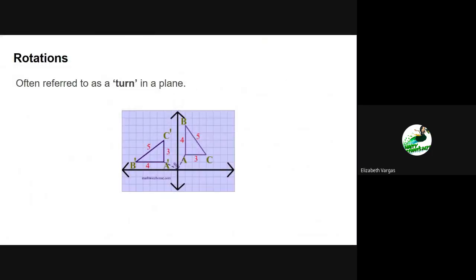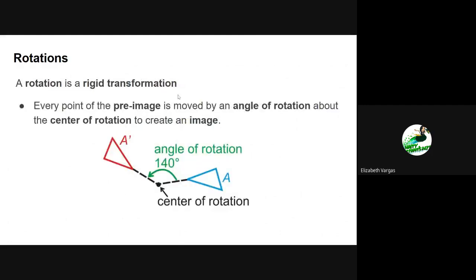So that is translations. Today we're going to get into rotations. A rotation is often referred to as a turn in a plane. A rotation is a type of rigid transformation, therefore meaning that the size of the shape does not change, the length of the sides does not change, the angle measure does not change, the type of shape it is does not change. Therefore, it's a rigid rotation.